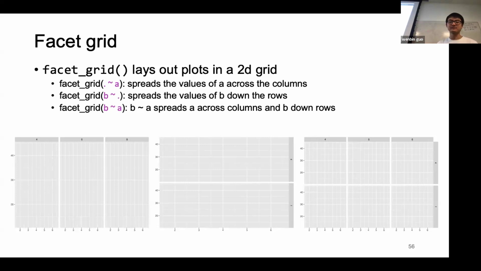So you can specify it as B tilde A, denoting these 2 variables you are going to use. If you replace any of them with a dot, it means, okay, just omit that dimension. For example, B tilde dot just spreads the values on the rows. Similarly, if you put the first one as dot, then it's just split by the columns.